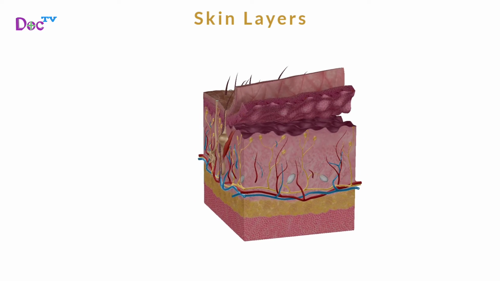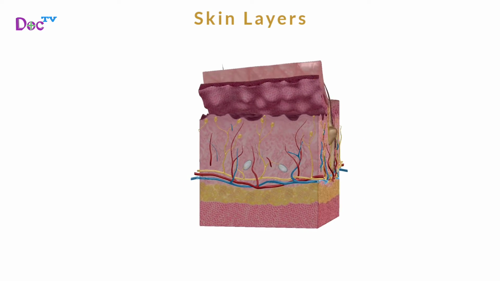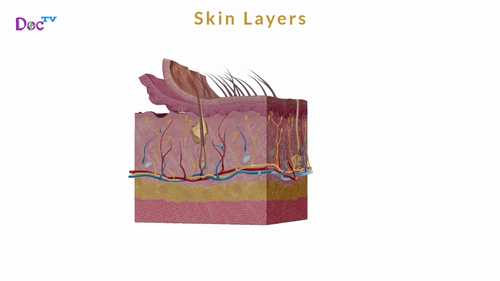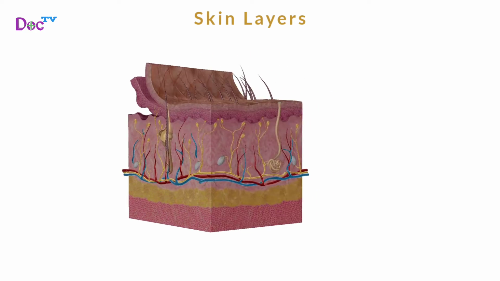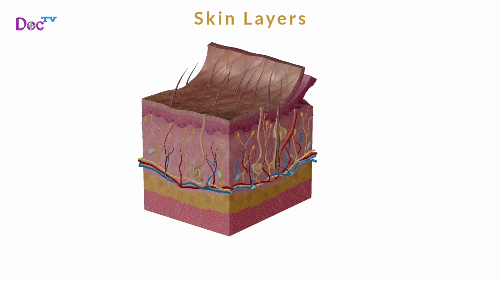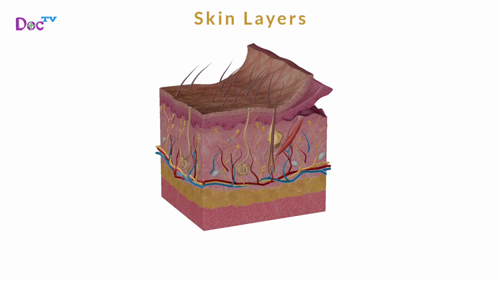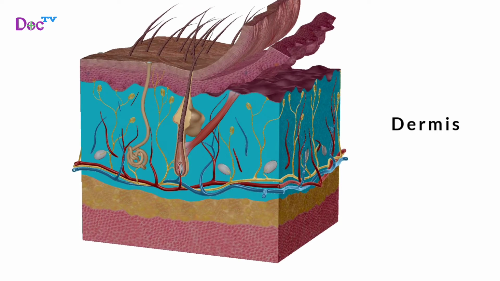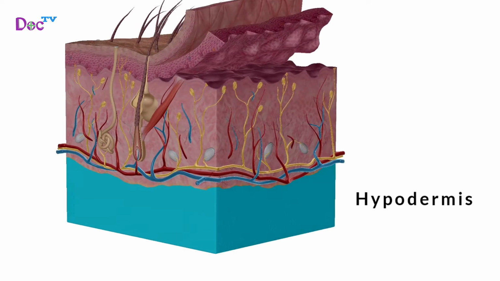So let's move to the first topic, skin layers. The skin consists of two layers, a superficial epidermis made of epithelial tissue and a deeper dermis made of connective tissue. Beneath the skin is a layer of fatty tissue, the hypodermis. Epidermis, dermis, hypodermis.